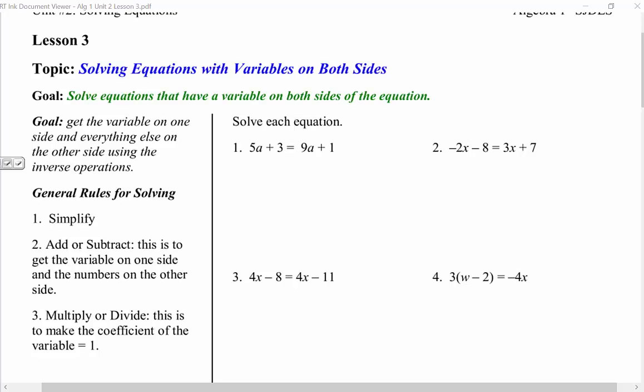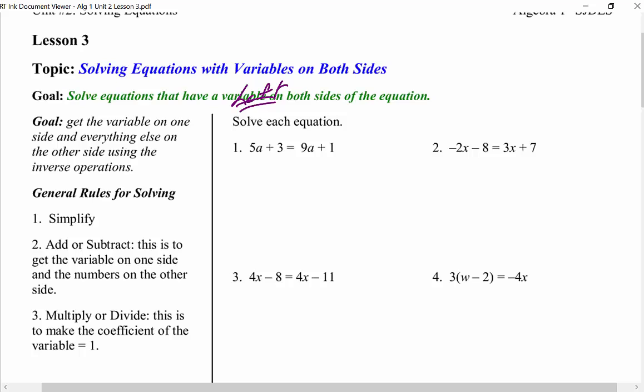We now have equations that have variables on both sides. So you have to make a decision what side you want the variable on. It does not matter to me. If you are a proponent and you always want them on the left, then I'm completely okay with that. If you want them on the right, I'm okay with that. I'm going to go for the left.